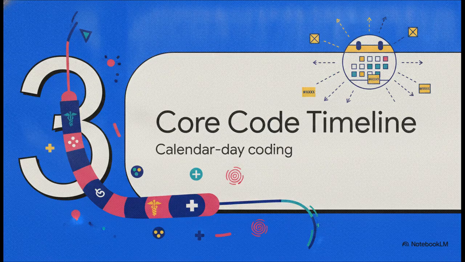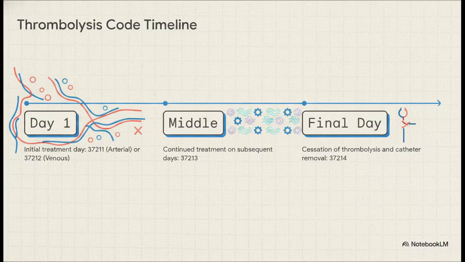And this brilliantly illustrates our next point in Section 3, the core code timeline. All right, let's actually walk through this chronological timeline. Day 1 is your initial treatment day. You'll use code 37211 for arterial or 37212 for venous. Now, if that infusion goes into a second, third, or even fourth day, those become what we call your middle days. For literally any day that is not the first day and not the last day, you're going to report 37213. Finally, when the treatment ends, the catheter is pulled and the vessel is closed up, you report 37214 for cessation on that final day.